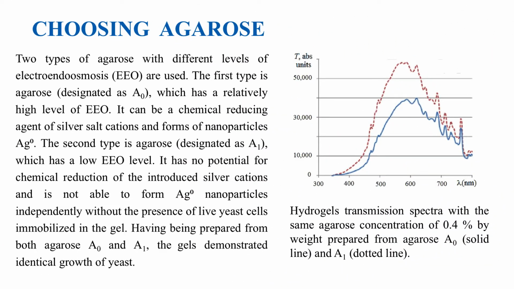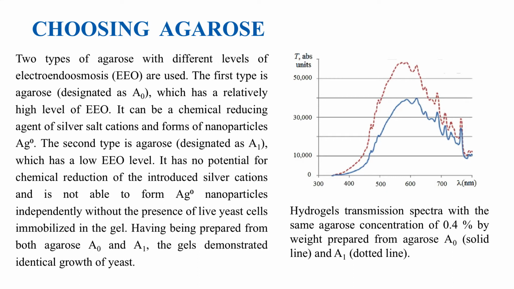Two types of agarose gel with different levels of electroendosmosis were used. The first type is agarose that has a relatively high level of electroendosmosis, which is named A0. It can be a chemical reducing agent of silver salt cations and a source of silver nanoparticle formation.